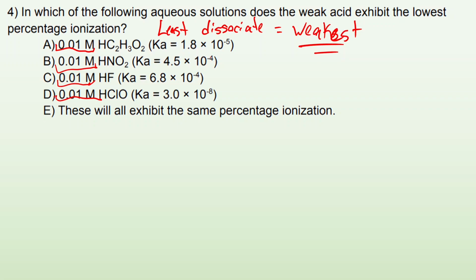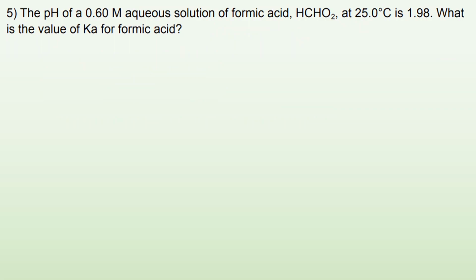So first I look at the powers of 10: I have 10 to the minus 5, to the minus 4, to the minus 4, to the minus 8. And I can eliminate, I just look on that. I can look and go, hey, this one is the weakest acid because it is the smallest number, just looking at the power of 10, right? So that's that one.